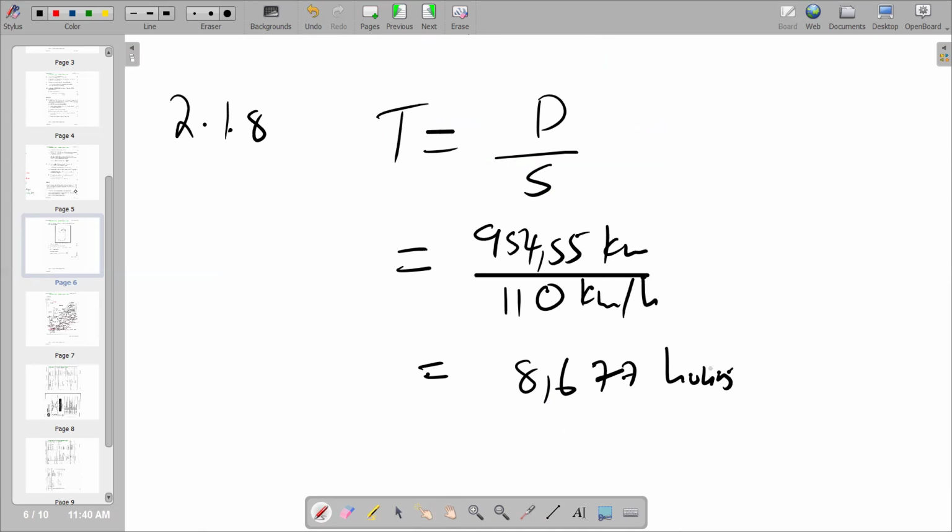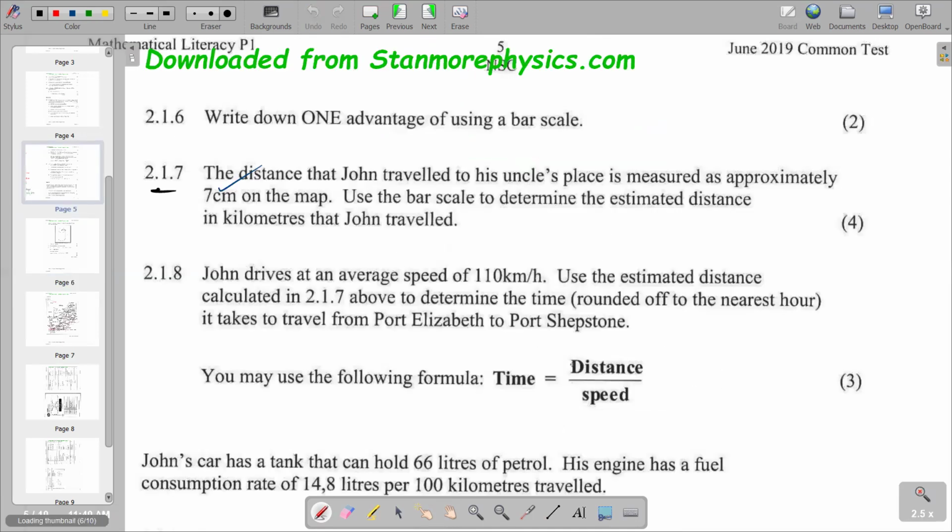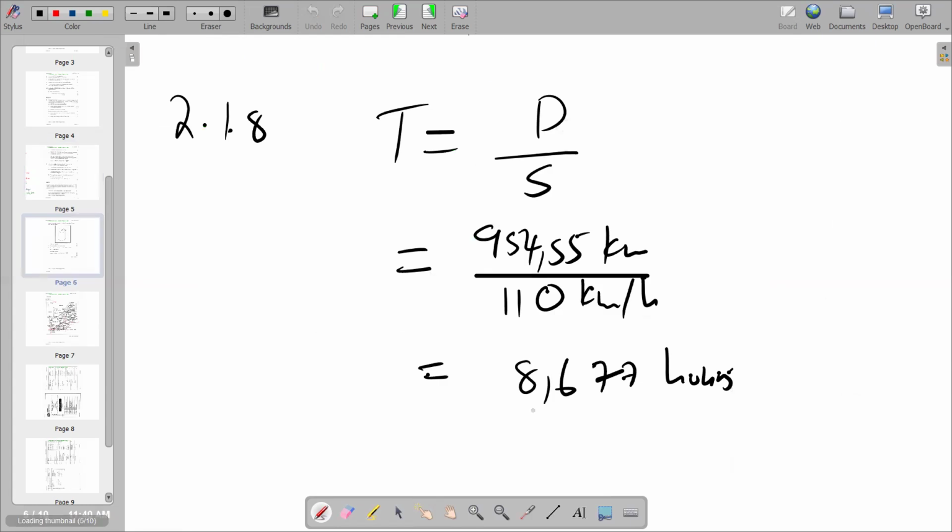Referring back to the question, it clearly says round off to the nearest hour. To the nearest hour, behind the 8 we've got a 6, which changes the 8 to 9, whereby we now say 9 hours. So this is our final answer on 2.1.8. We move on to the next question.